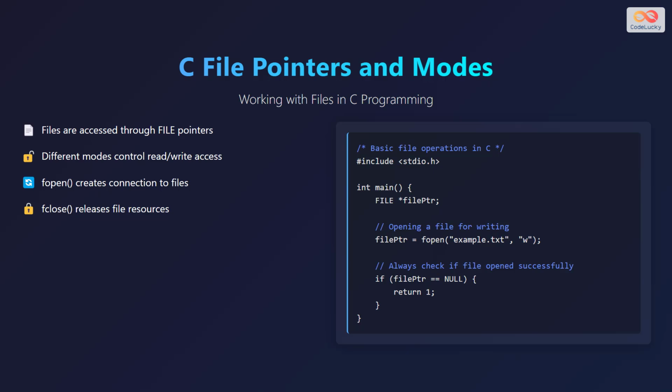Here's a basic example showcasing file operations in C, including the necessary header file, stdio.h. Inside the main function, a file pointer is declared. The fopen function is used to open a file named example.txt in write mode. It's important to check if the file was opened successfully by ensuring the file pointer is not null. If it's null, there was an error opening the file, and the program should return 1.